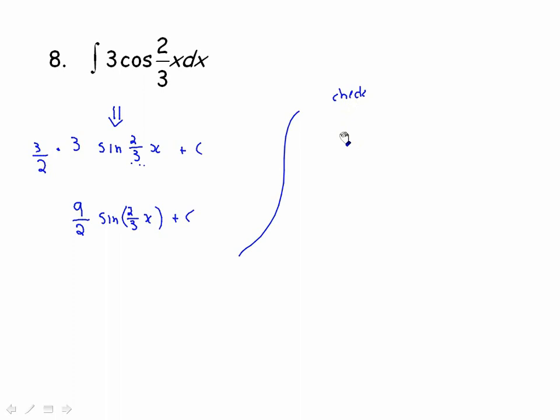So let's differentiate the answer. So to differentiate 9 halves sine 2/3 x would be 9 over 2 times the cosine of 2 over 3x times the derivative of the inner, which is 2/3. Multiply all that out, and you will get, well, 18 over 6 is 3 cos 2/3 x. So we did it. Remember, if you have any doubt about your expression, check it by foiling or by differentiating.